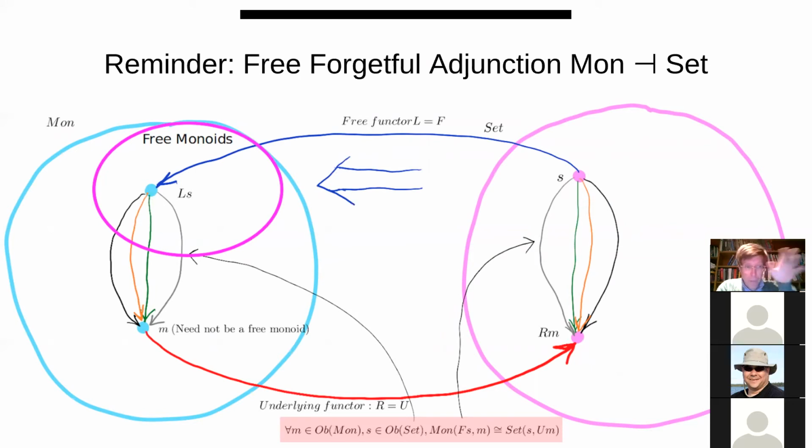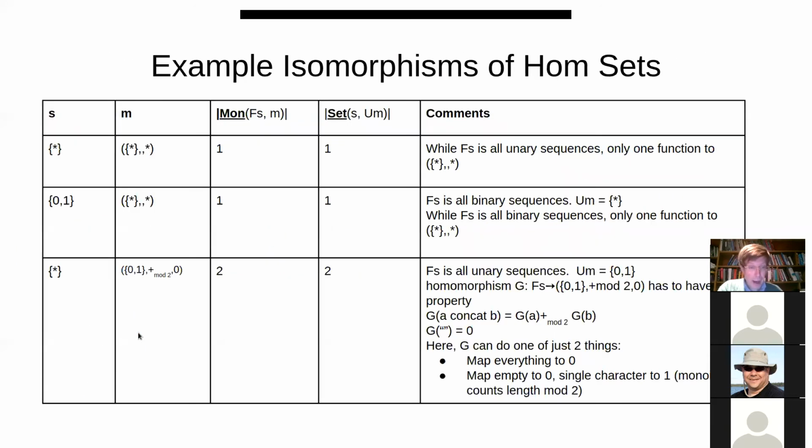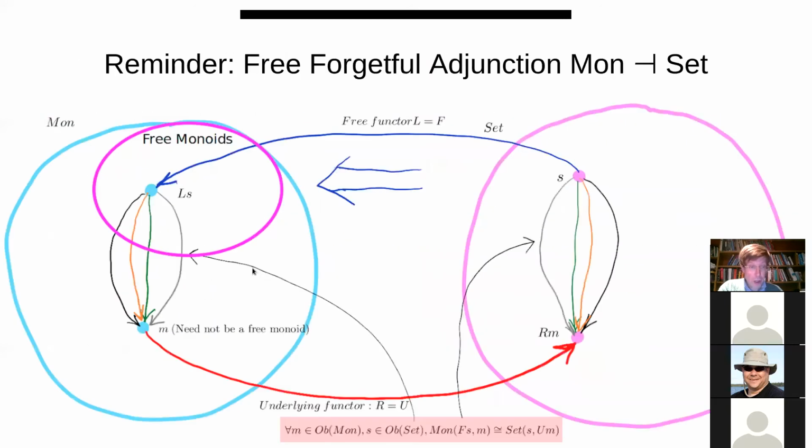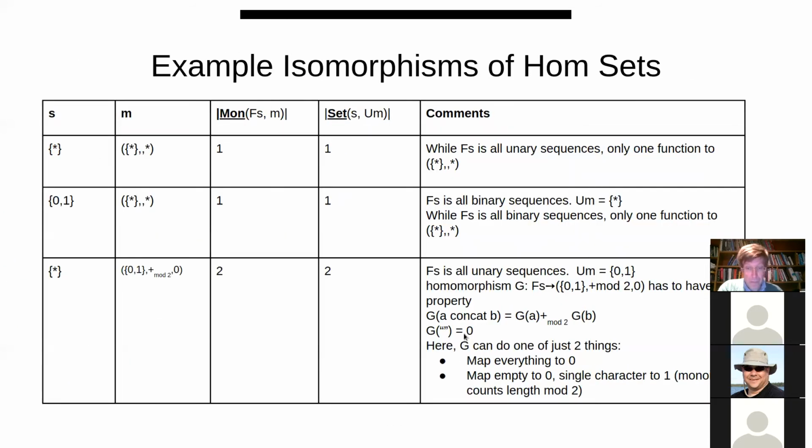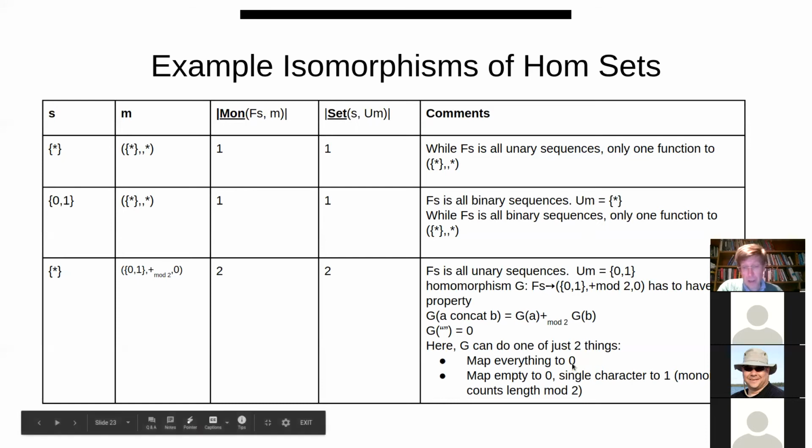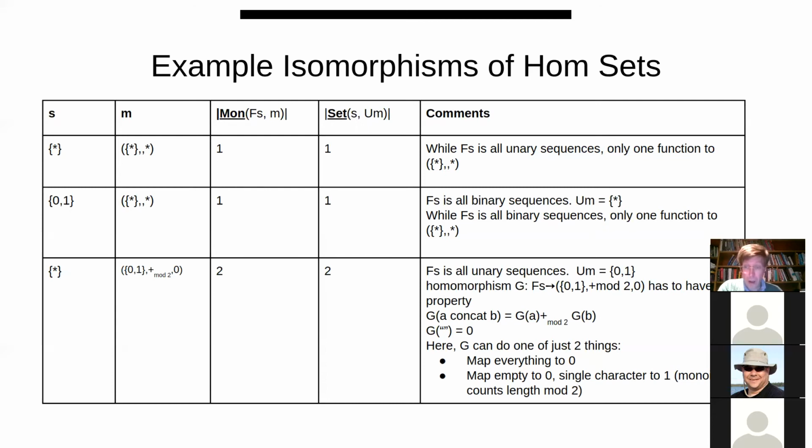So any combination of things here has got to map over to the results of mapping over the pieces of that being combined, and taking their combination here with plus. And if you think this through, this mapping G, a homomorphism here, can really do one of two things. It can map everything to 0, or it can map empty to 0 and a single character to 1.